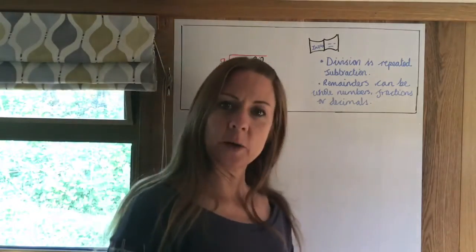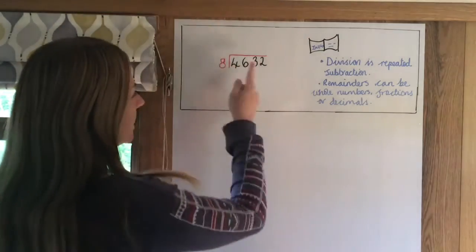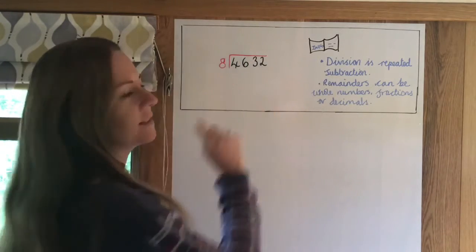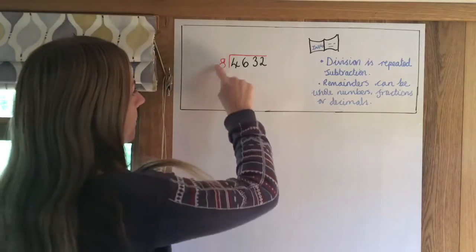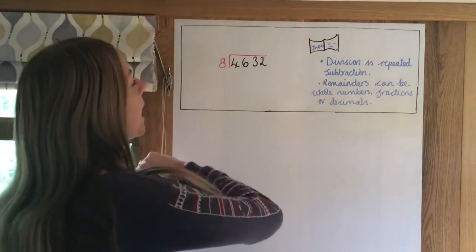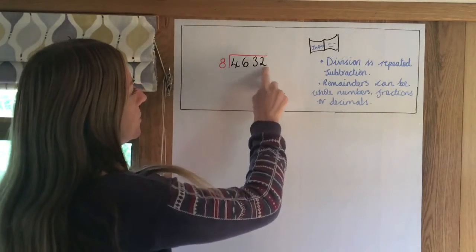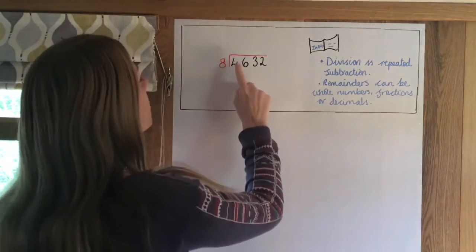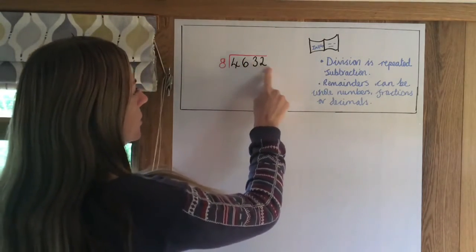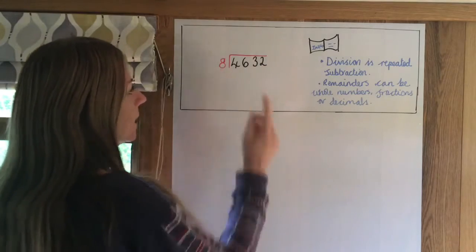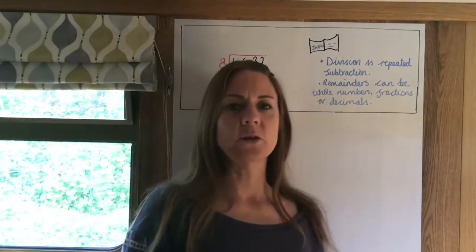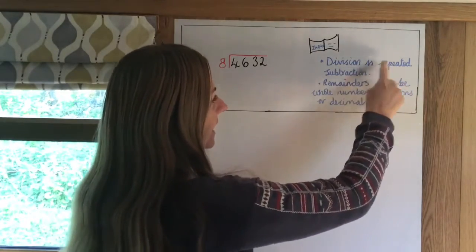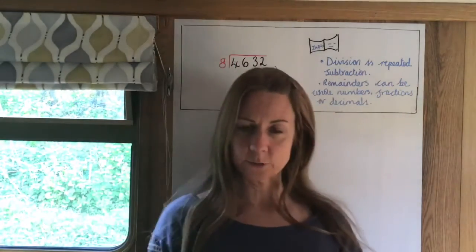So I think we call this the bus stop because it's like all of the numbers here are individually waiting in a line for you to deal with them by dividing by 8, and you treat them as individual numbers, even though actually we're doing the calculation 4,632 divided by 8. A key thing to remember is that division is actually repeatedly taking away, so repeated subtraction.